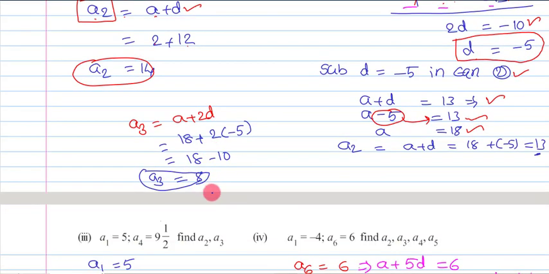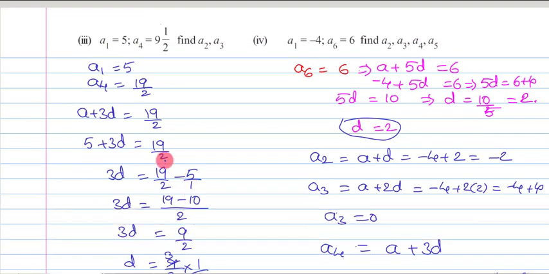Okay. So let us see the third problem in this third bit, in which they mention that the first term of the AP is 5, and the fourth term is 9 whole 1 by 2. They ask us to find out the second term and third term. So first term a1 is 5, fourth term is 9 1 by 2. This is a mixed fraction; I convert it into an improper fraction. So you get a4 as 19 by 2.